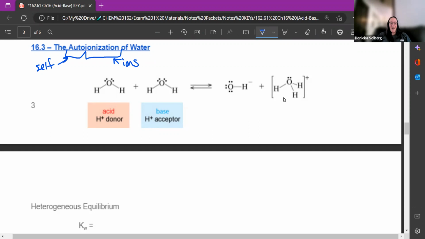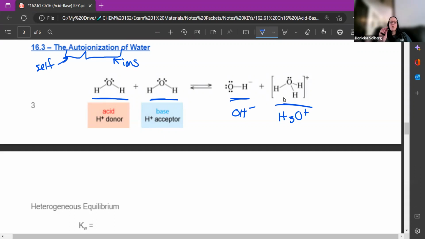So if I have two water molecules together, some of them are going to act like acids and bases, because remember they're amphoteric. That means they can act as an acid or a base. And then I end up with a hydroxide and an H3O plus, right? This is OH minus, and this is H3O plus. So this actually just happens in water by itself.